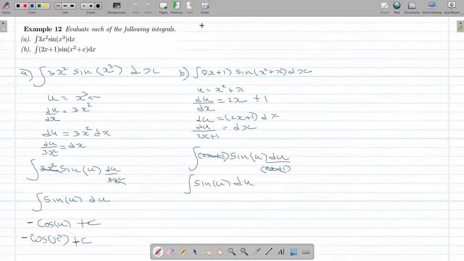So minus cos u plus c. And this time u is what? u is x squared plus x. So this is my answer. Okay. Are there any questions?